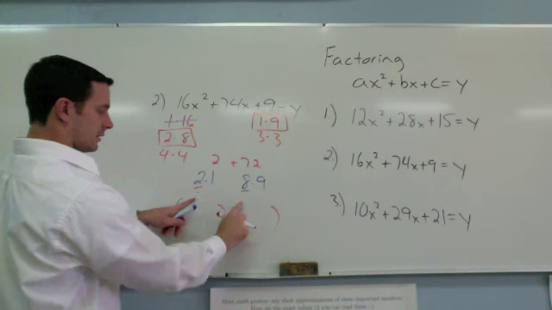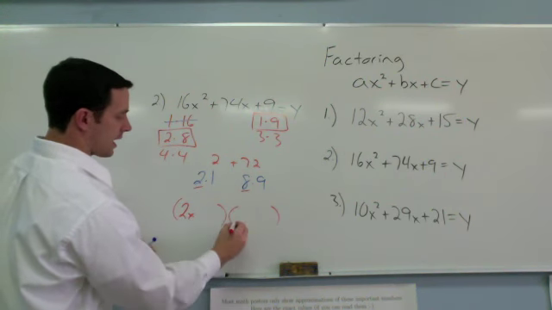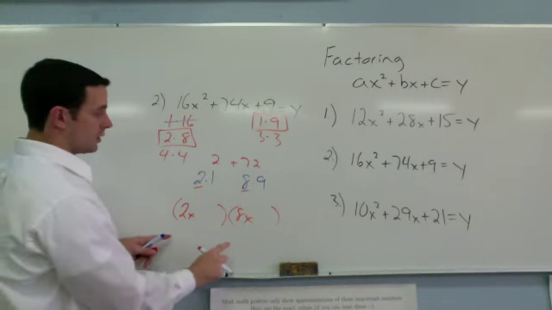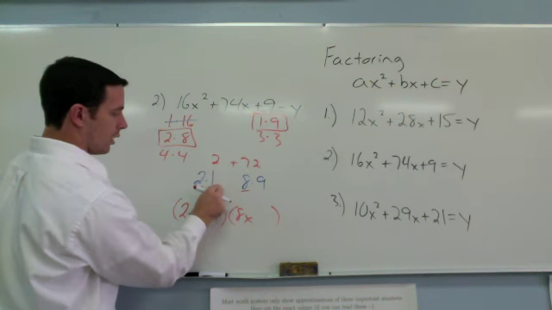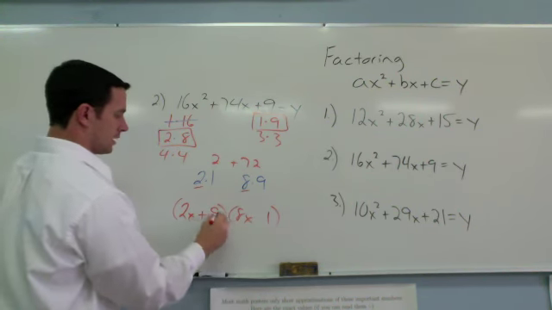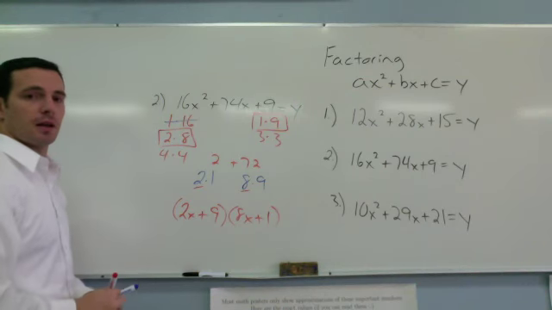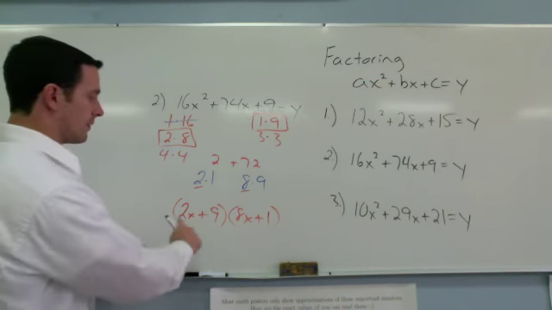The two numbers in the front stay in the front, and they go with the x's. The two numbers in the back get crisscrossed, so the 9 comes over here, the 1 comes over here, and now just put plus and plus. And now just to do a quick check to make sure we have everything in the right order.